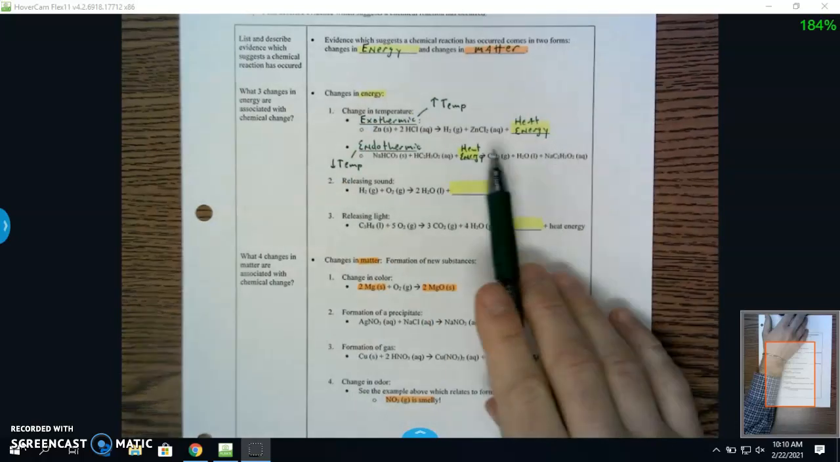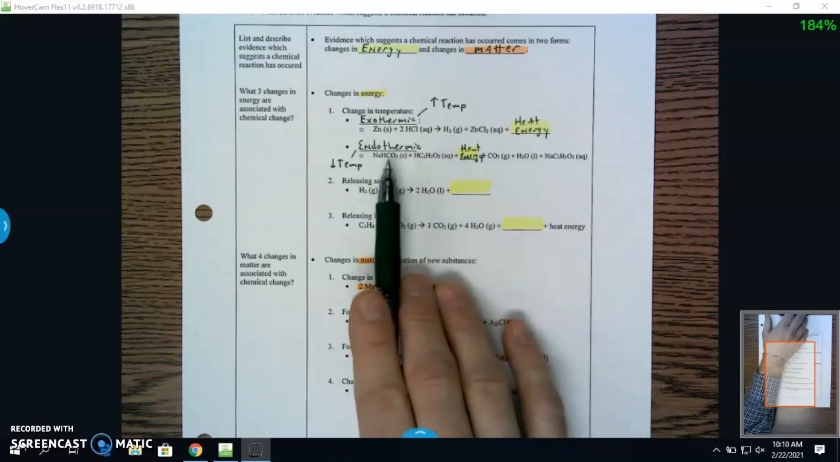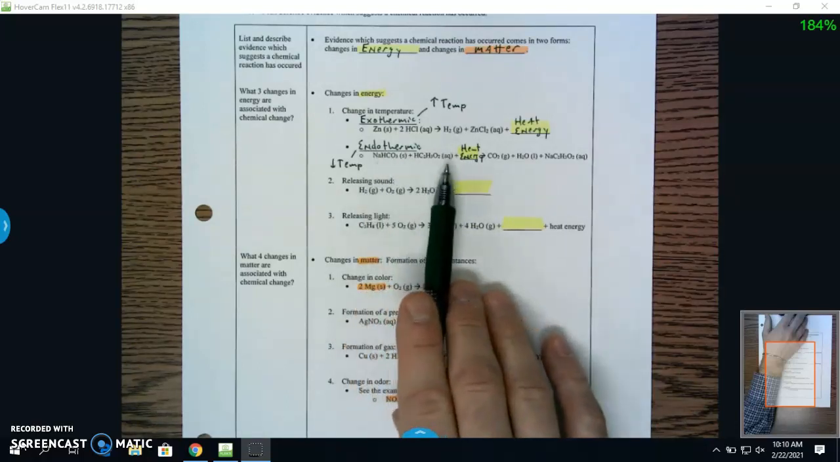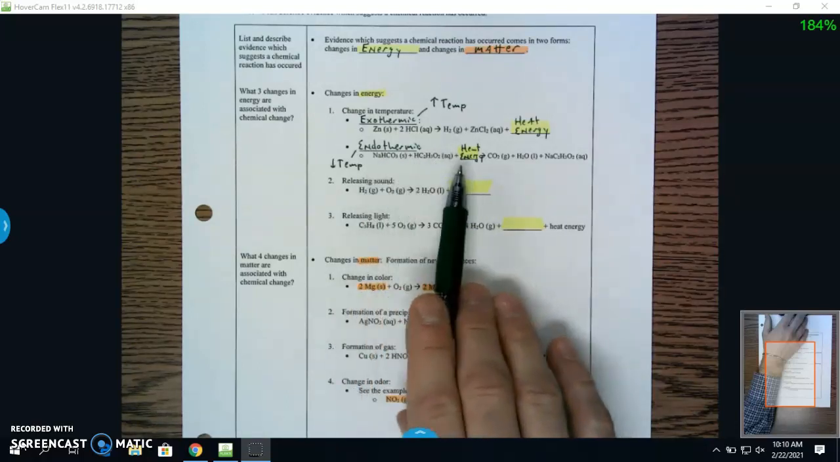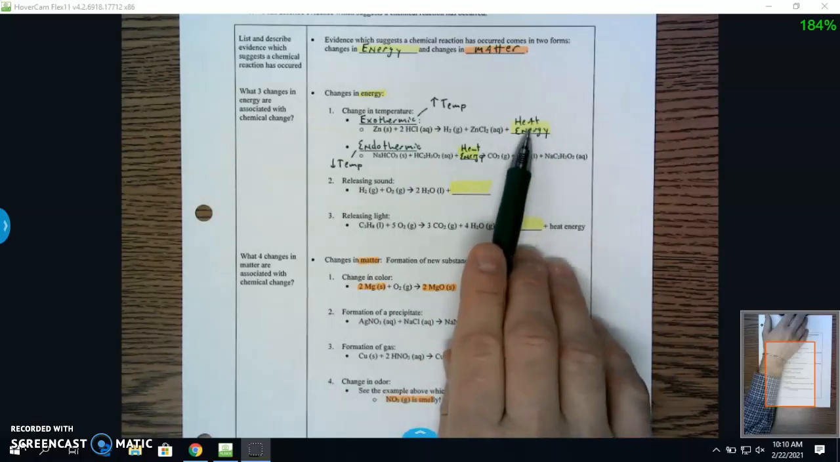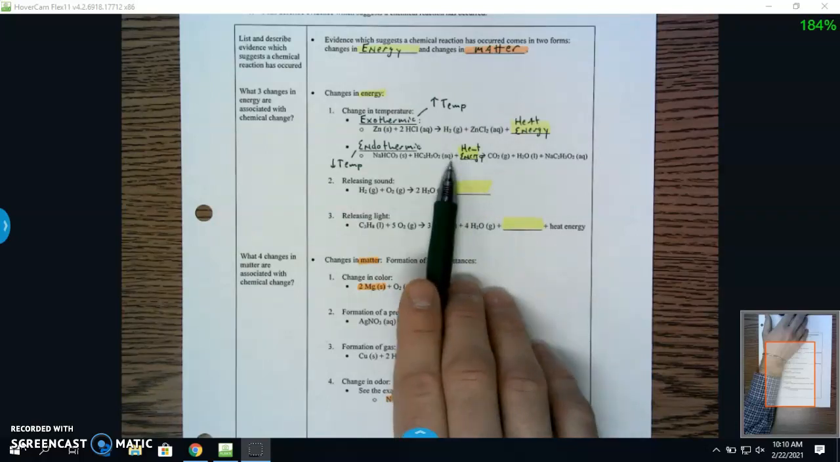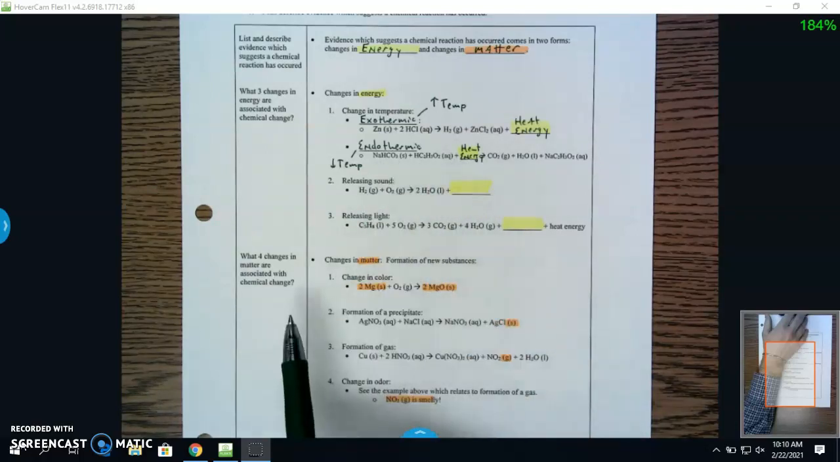Now, a lot of students struggle with this concept right here because they see heat energy and they think, oh, well, if heat energy goes into the system, then the temperature must increase. But actually, the role of heat energy here is to break a bunch of these bonds that are right here. So remember, if the temperature change increases, it's exothermic, heat is given off. If the temperature decreases, it's endothermic, and heat energy is consumed in order to break bonds within reactants.